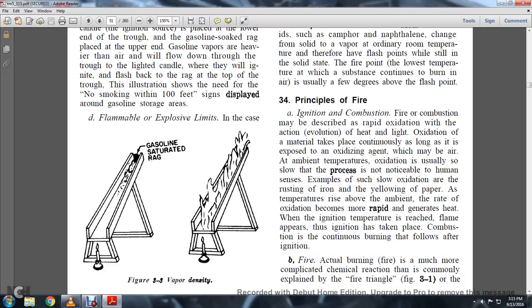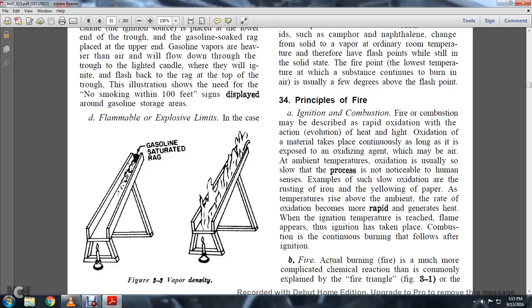3.4 Principles of fire, ignition, and combustion. Fire and combustion may be described as rapid oxidation with the evolution of heat and light. The oxidation of the material continues as long as it is exposed to the oxidizing agent, which may be air. At ambient temperatures oxidation is usually slow, with the process barely noticeable to humans. Examples of such slow oxidation are the rusting of iron and the yellowing of paper. As the temperature rises above ambient, the rate of oxidation becomes rapid and generates heat.